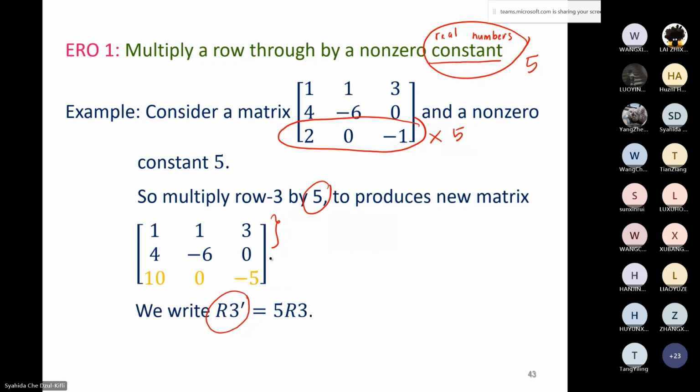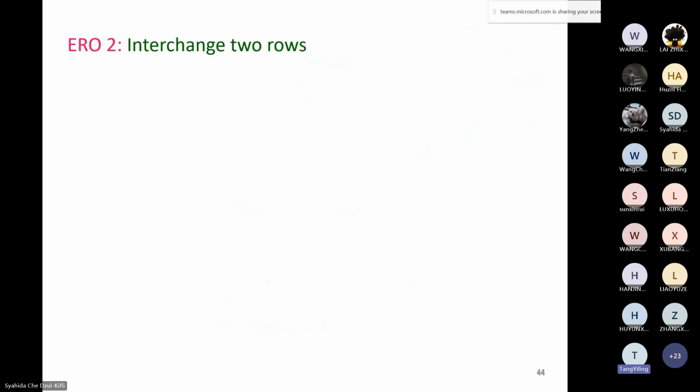R3 prime means the new row 3. The new row 3 I got by multiplying all of row 3 with 5. Is that clear? Yes. Thank you.